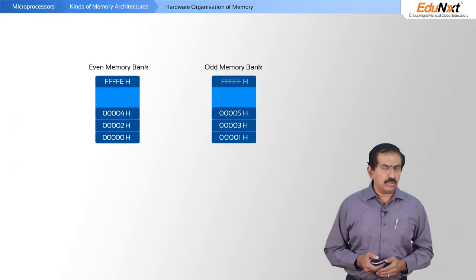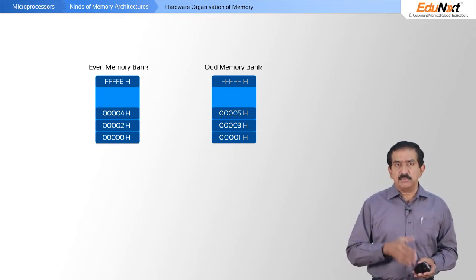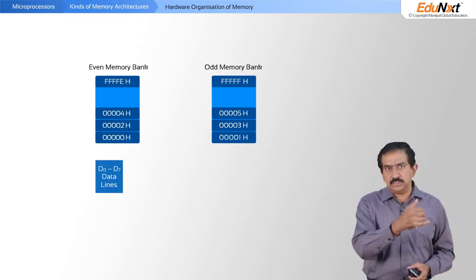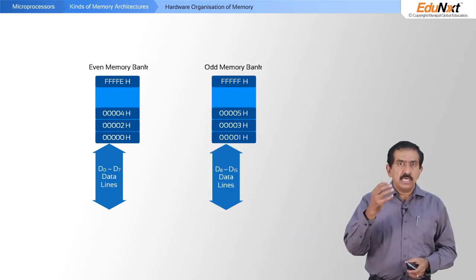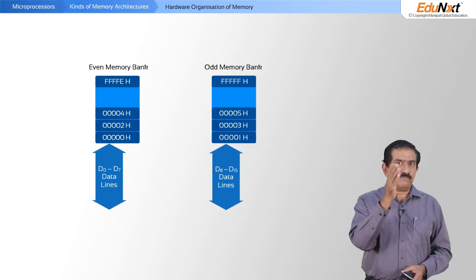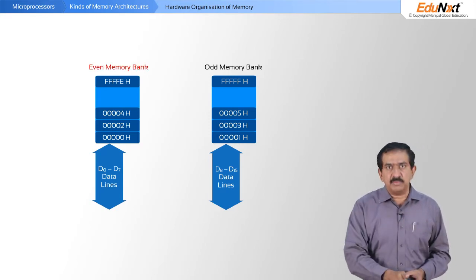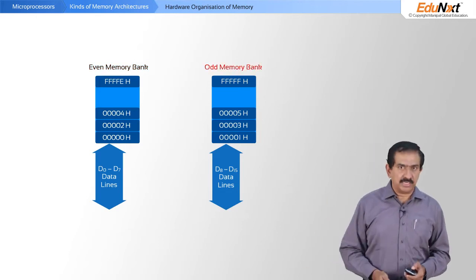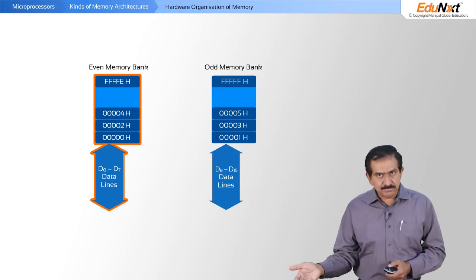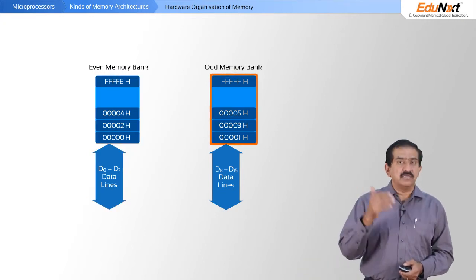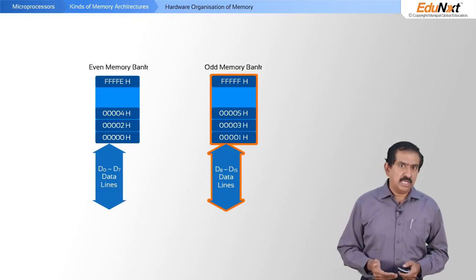Let's look at the hardware organization of memory within the 8086. The 8086, remember, has a 16-bit data line, D0 to D7, D8 to D15. You as a designer have to design the memory such that you have an even memory bank and an odd memory bank. The even memory bank resides on the data bus D0 to D7. The odd memory bank resides on data bus D8 to D15.